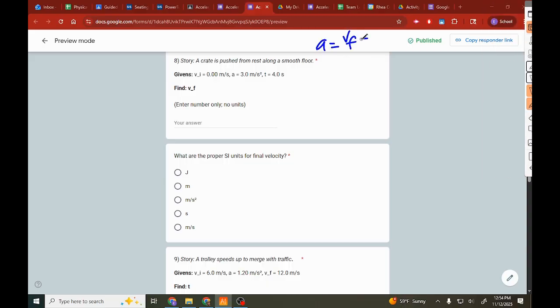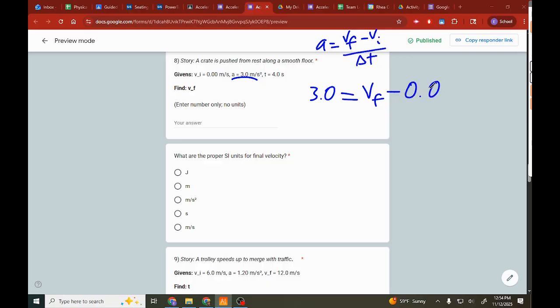Let me just throw the equation up there as a reference. Now, plugging into that, we've got the acceleration given, 3.0. Final velocity, we don't know. Initial velocity, 0.00. We know that 0 fairly precisely. Divided by 4 seconds.